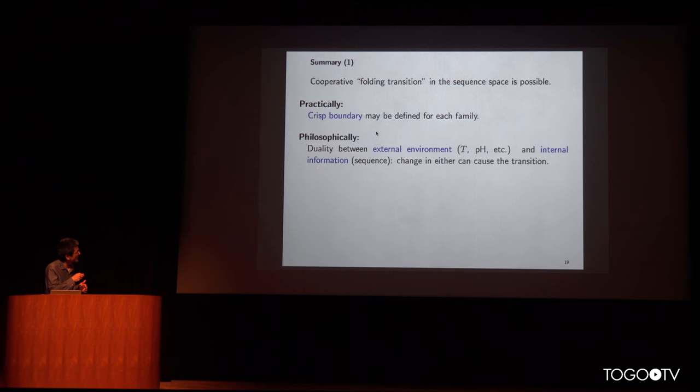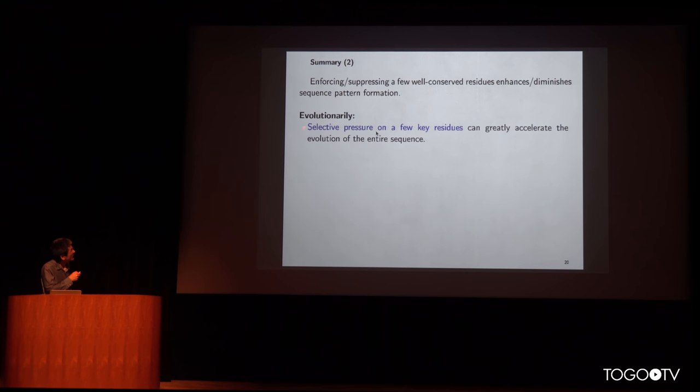And more philosophically, this shows a duality between external environment like temperature or pH and internal information, that is the sequence. So they behave in a similar manner in the sense that the change in either can trigger the folding transition. And I also showed that enforcing or suppressing a few well-conserved residues can enhance or diminish sequence pattern formation. And this has some evolutionary significance in that if some selective pressure can act on a few selective residues, then the evolution of the entire sequence can be greatly accelerated.